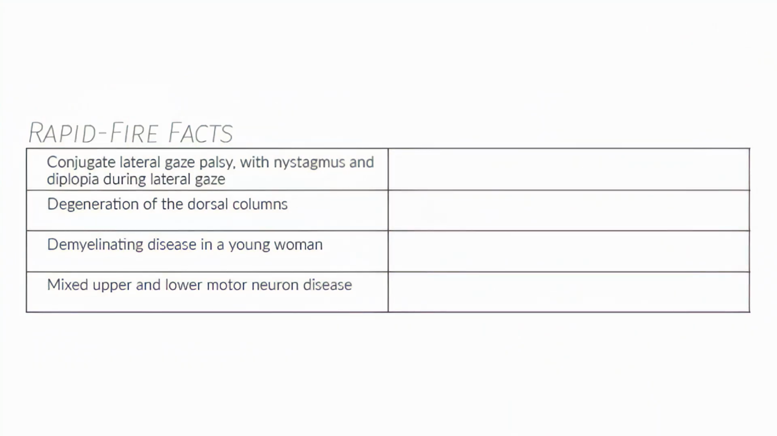All right, guys, that's it for the end of session quiz. We do have a few rapid fire facts. First one we have here is conjugate lateral gaze palsy with nystagmus and diplopia during lateral gaze, internuclear ophthalmoplegia.